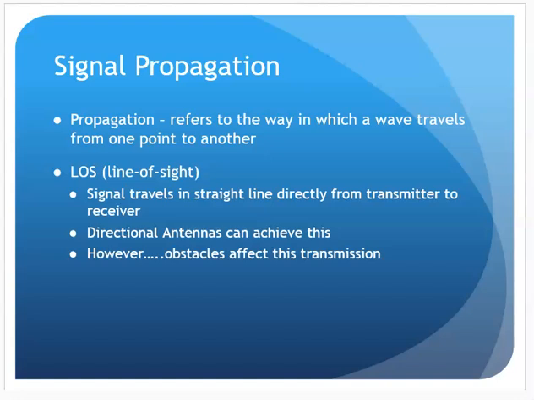Signal propagation talks about how the wave travels from one point to another. A lot of our wireless signals are line of sight, meaning I need to be able to see transmitter to receiver for that to work. I'm not saying it means I can't broadcast through a wall or something, but for really good signals, it's usually line of sight, if you will. Directional antennas can achieve this, but obstacles can affect our ability to transmit.